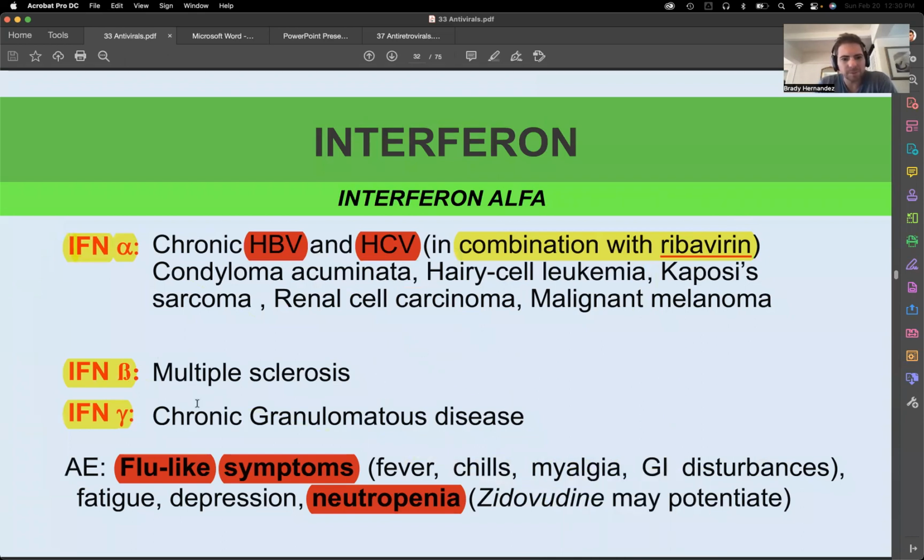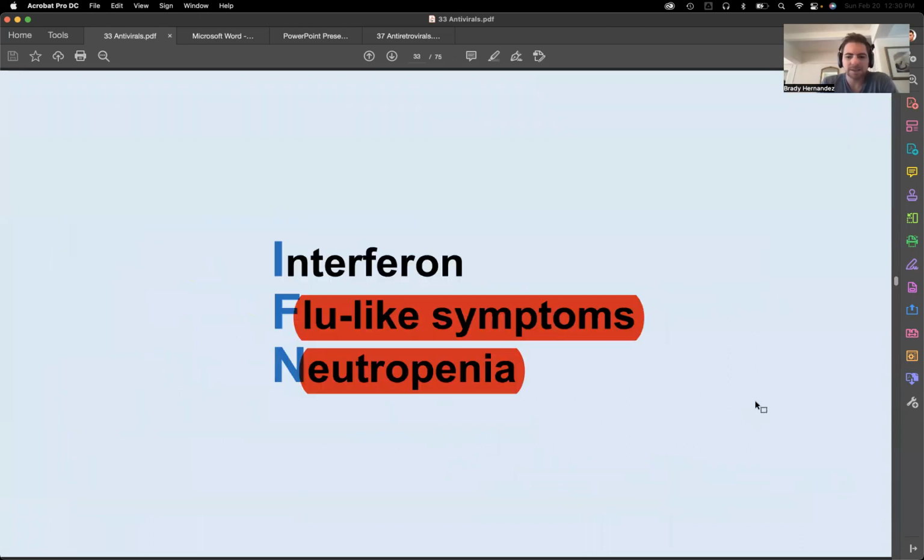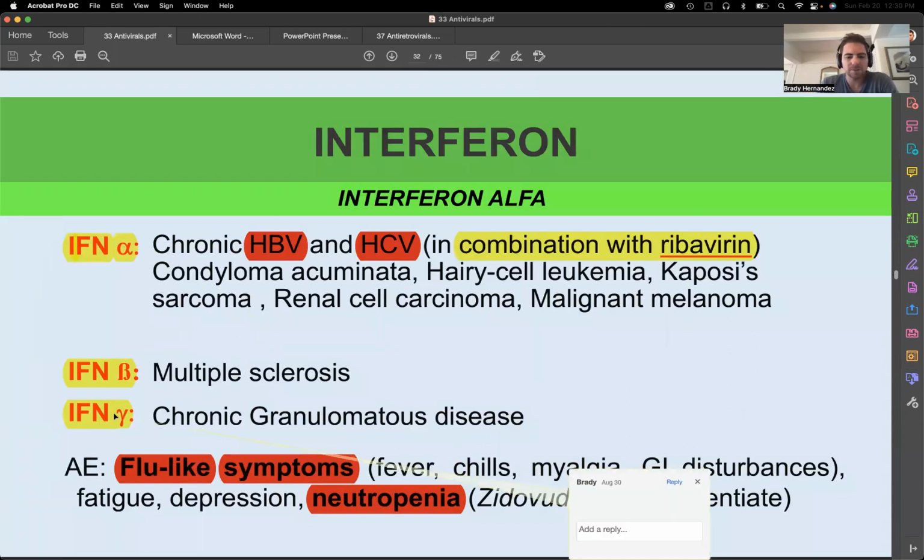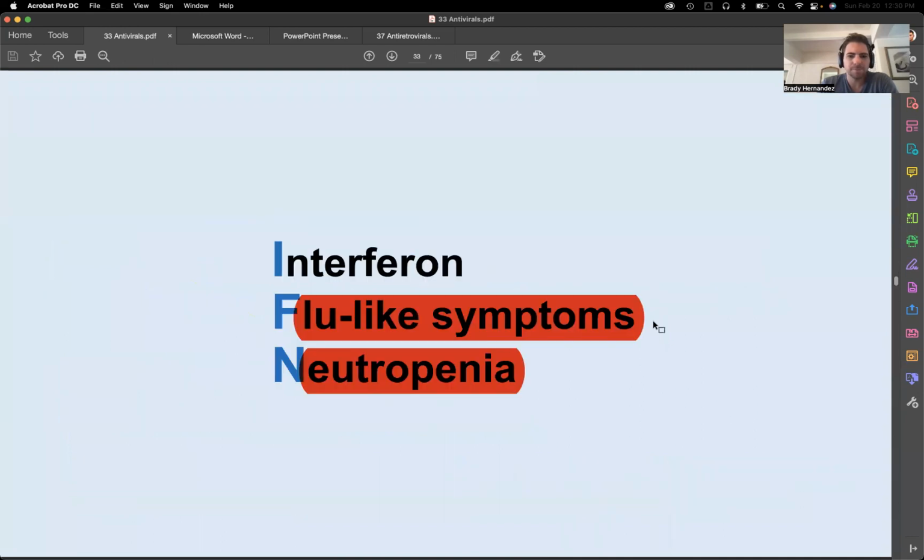You won't need to remember these right now, but beta is for multiple sclerosis and gamma is for CGD, because granulomas are specific for interferon gamma. All right, and that's a good way to remember it. Side effects: flu-like symptoms, neutropenia.